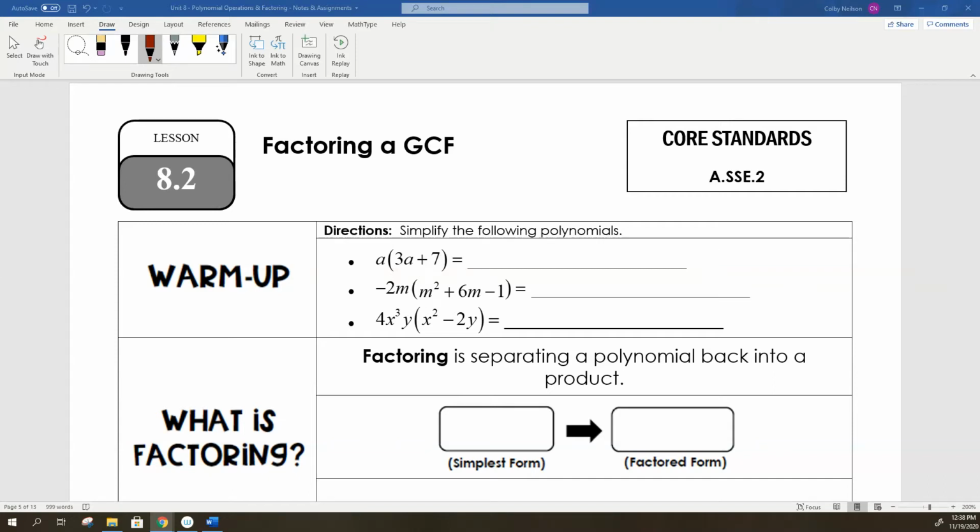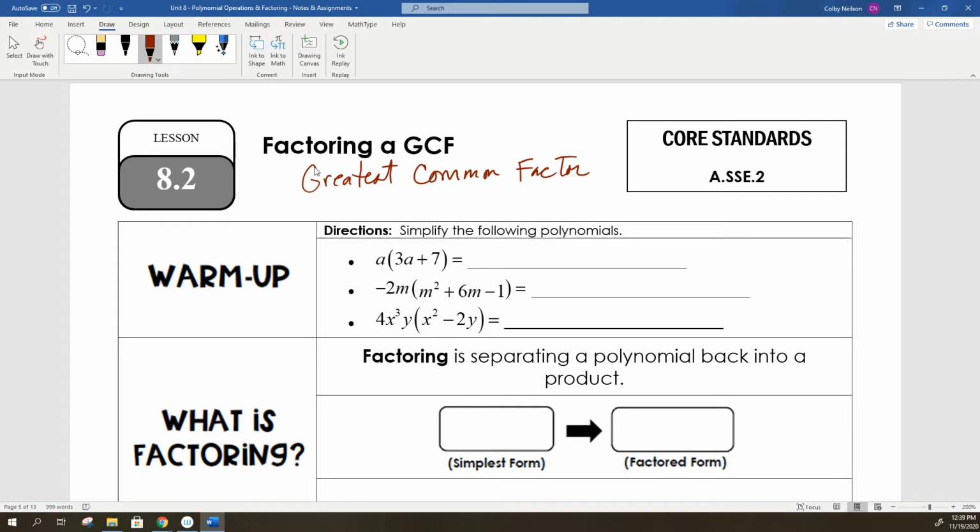Okay, let's start with factoring a GCF. GCF means the greatest common factor. Okay? So the greatest common factor is the number or the variable that can divide out of every piece of the polynomial, or every part of the expression, every term. Okay? So to begin with, we'll just remind ourselves of how we multiply these through.